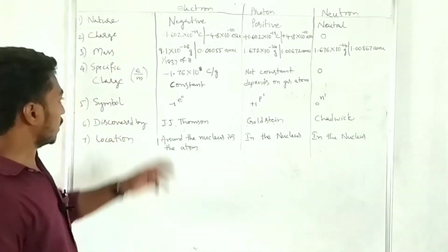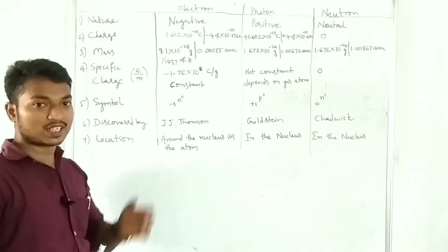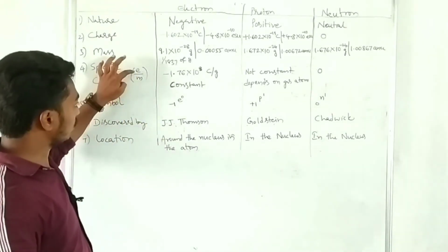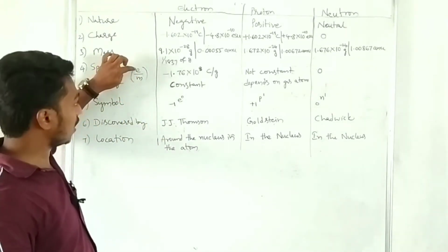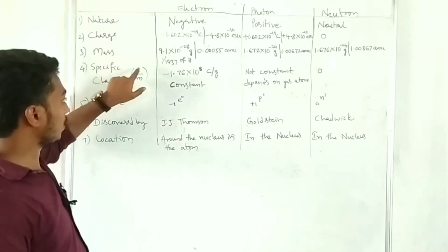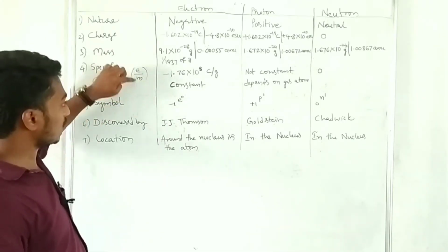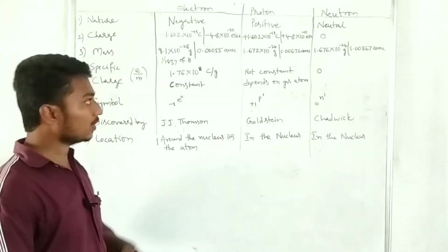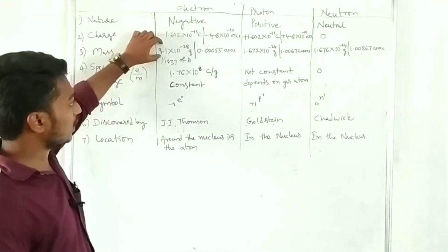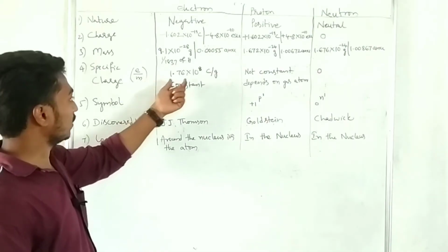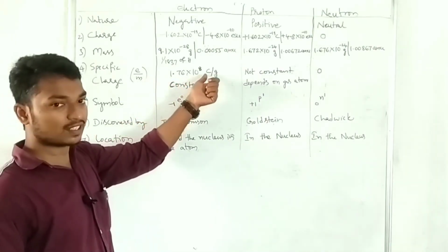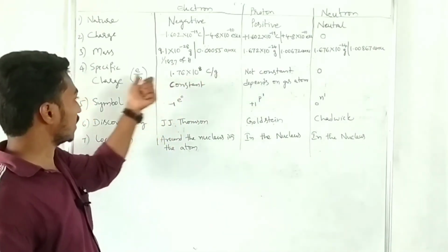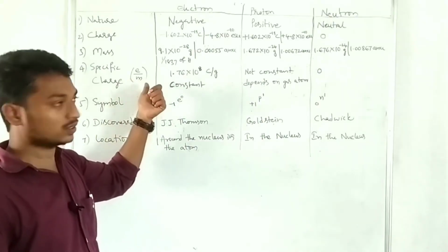And if you observe the specific charge, the specific charge is nothing but the charge to mass ratio. The ratio between charge and mass is the specific charge. If you calculate the charge of the electron with the mass of the electron, the value will be 1.76 into 10 to the power 8 coulomb per gram. This is the specific charge value for the electron.